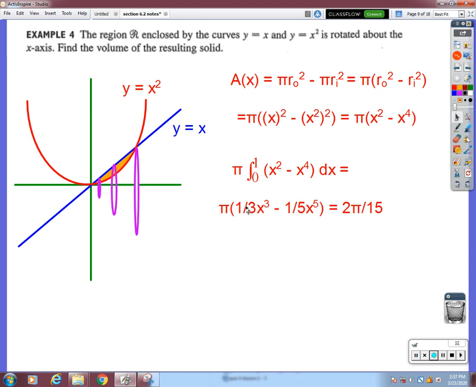The antiderivative of x squared is, of course, 1/3 x cubed. The antiderivative of x to the fourth is negative 1/5 x to the fifth. And then I would plug in 0, which would give me 0, and then I would plug in 1, which would give me 2/15. So my final answer for this is 2 pi over 15.